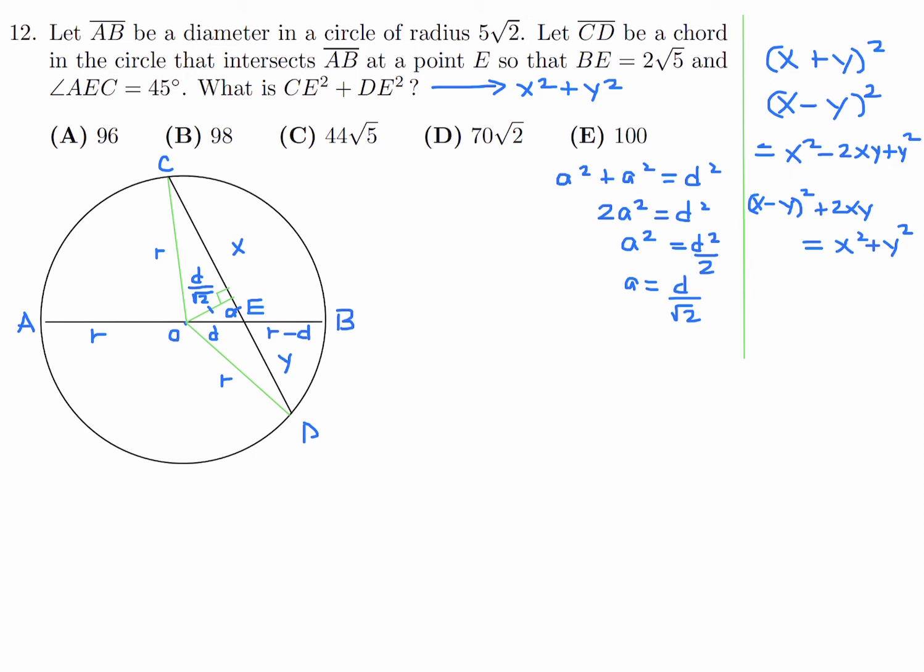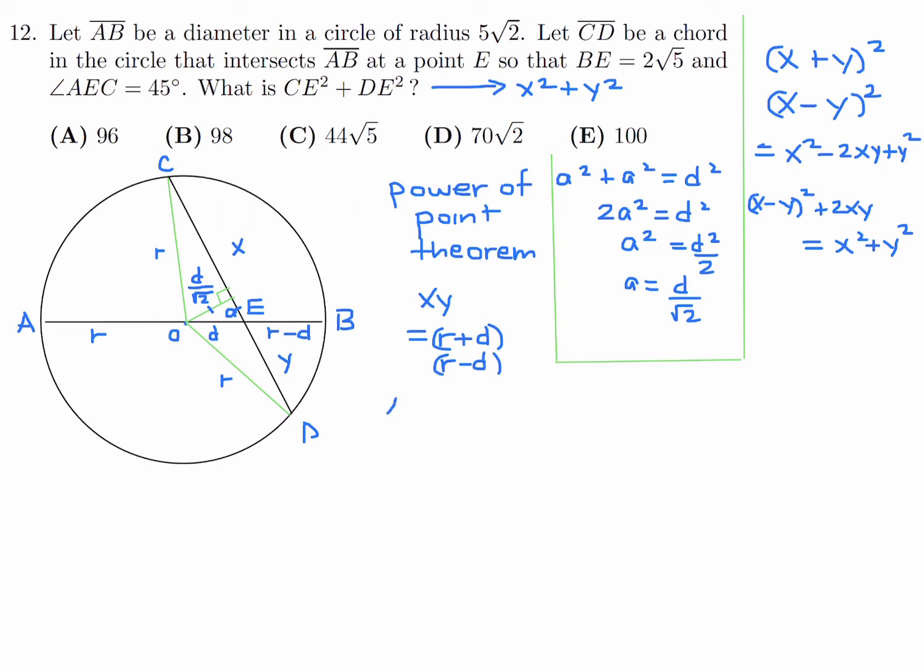So here we go. Now the first thing, of course, is the power of a point theorem, and we're going to use that. So on this line and on this line, that's going to be that x times y is equal to r plus d times r minus d. And that basically gives me that x times y is r squared minus d squared.